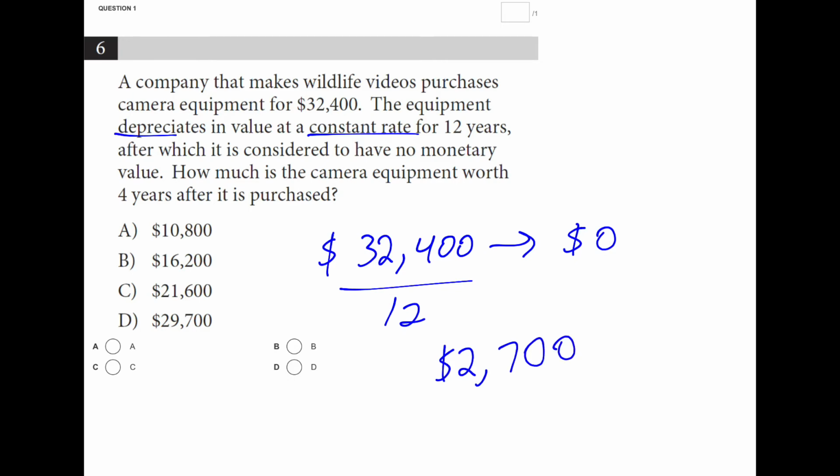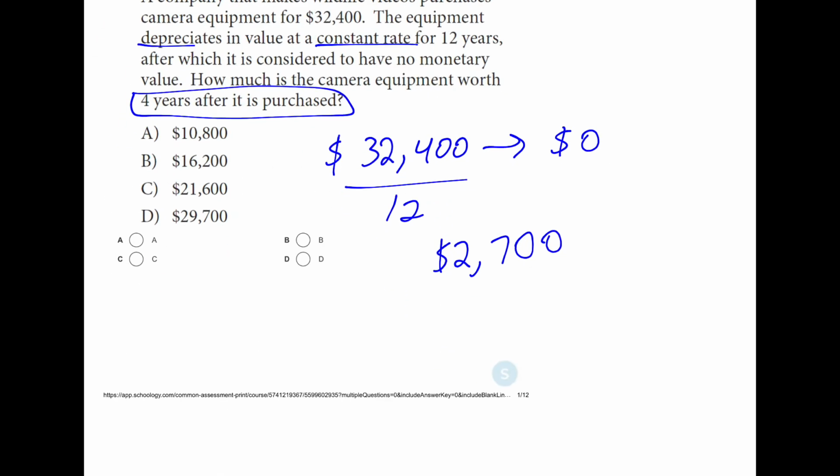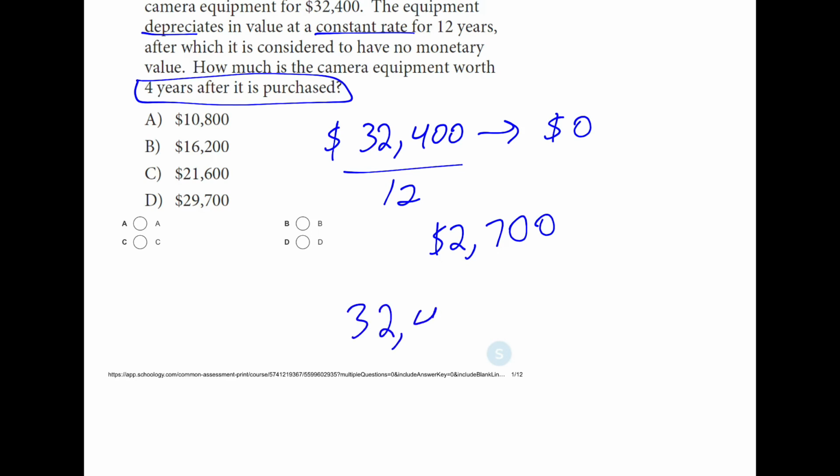And I want to know how much is it worth 4 years after it's purchased. So I take my 32,400 and I subtract this depreciation rate times 4. And that is where you get 21,600, because that's how much is left. Which should be about a third of the way if you're thinking in big terms, so that's a reasonable guess, even if you just guessed.